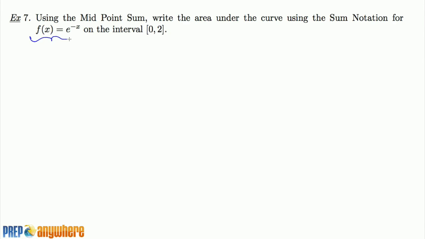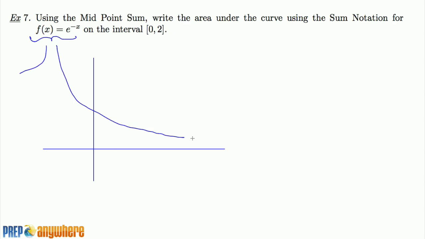Do you guys recall what this graph looks like? E to the power of x usually looks like this. E to the power minus x will look the other way, right? Like that. So we're actually only concerned about 0 to 2. At 2, it's going to be 1 over e squared, so it's a really small number. Okay. 1 over e. So we're looking for this area here.